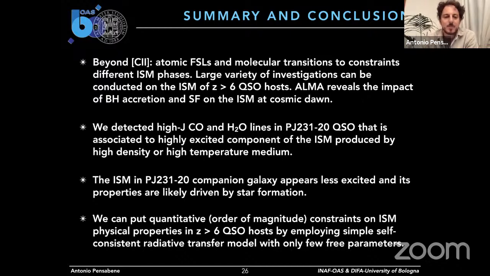And we can also study the impact of black hole growth and star formation on the ISM of quasar hosts at cosmic dawn. Our results suggest that the ISM in quasar hosts appears more excited than that of the quasar companion galaxy. Another interesting aspect is that we can put quantitative constraints on the ISM physical properties at redshift greater than 6 in quasar hosts by employing a very simple self-consistent radiative transfer model, varying only three parameters.